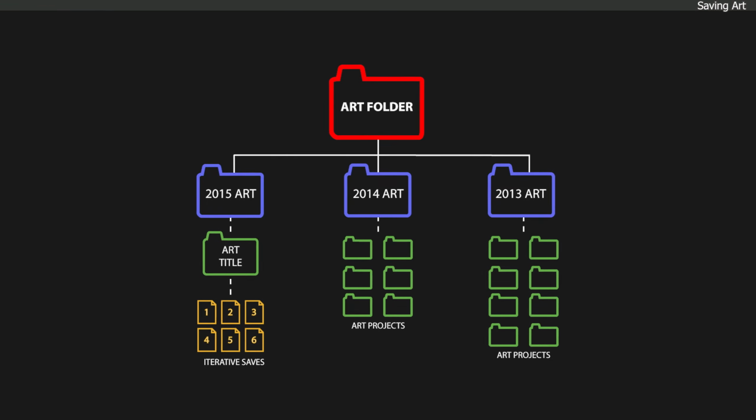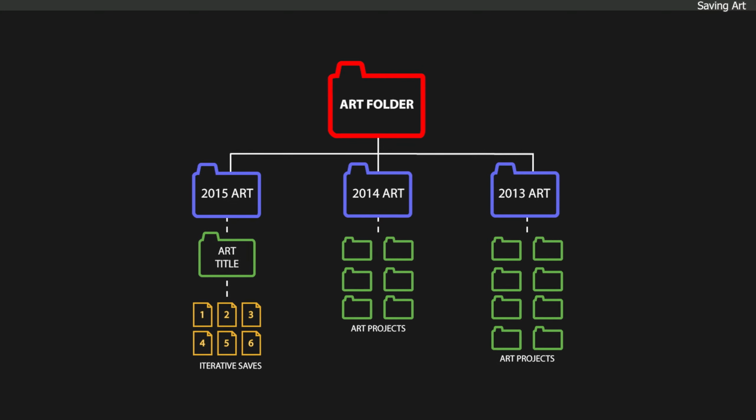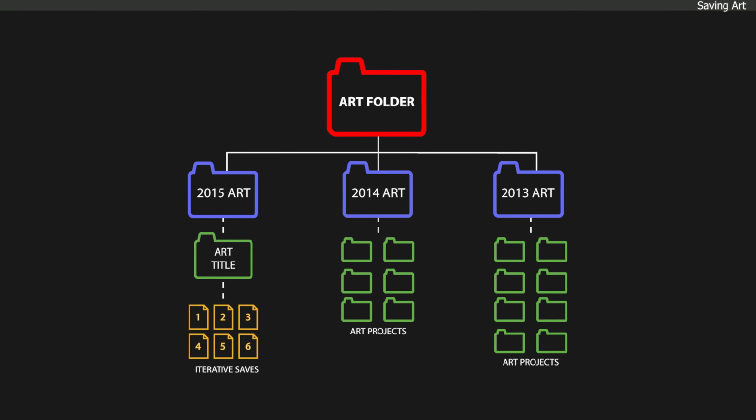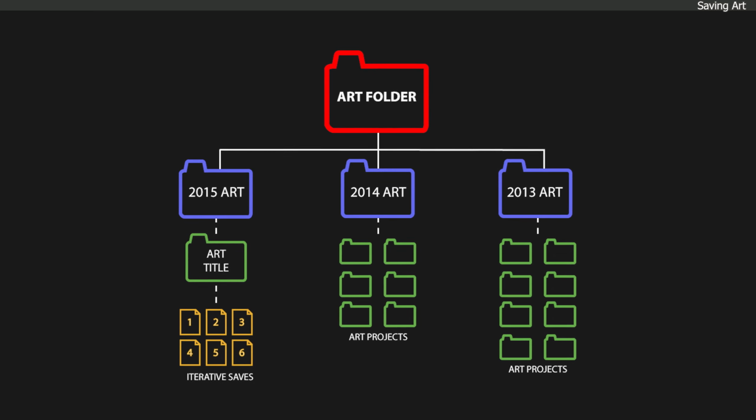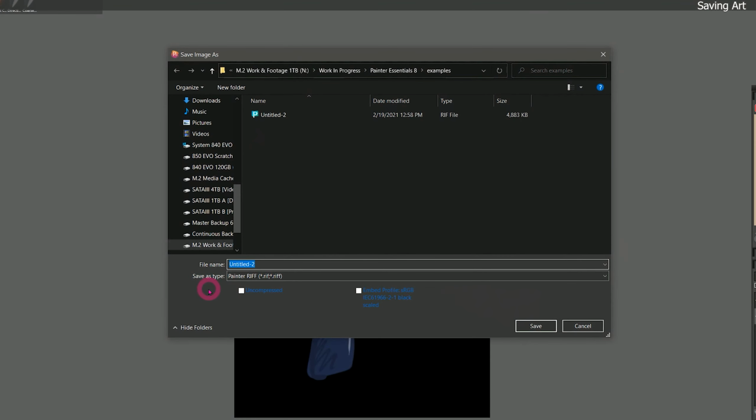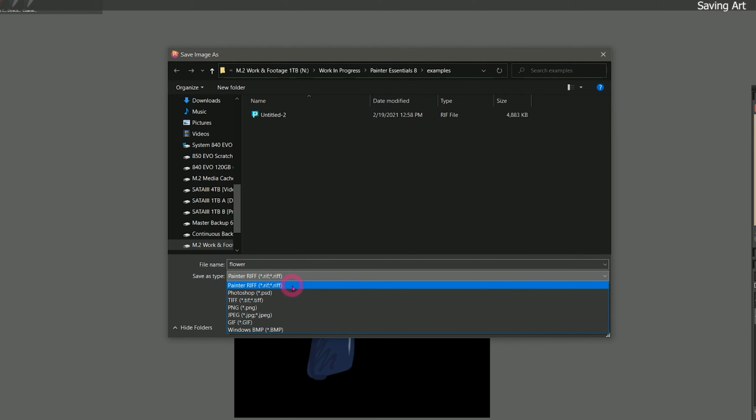I recommend creating a master folder for all of your artwork, that way you know exactly where to find your paintings. Then you can create subfolders based on the year that you made the artwork, or you could sort it alphabetically, or really however you like. The important thing is that you save things in places where you can find them. I'm going to give this a name. Let's call this Flower, and you can choose from some various file formats.